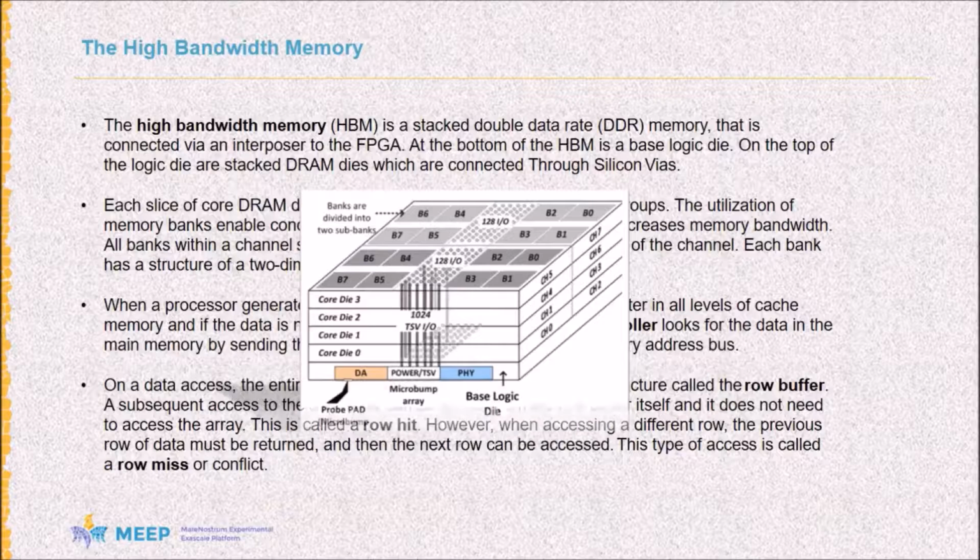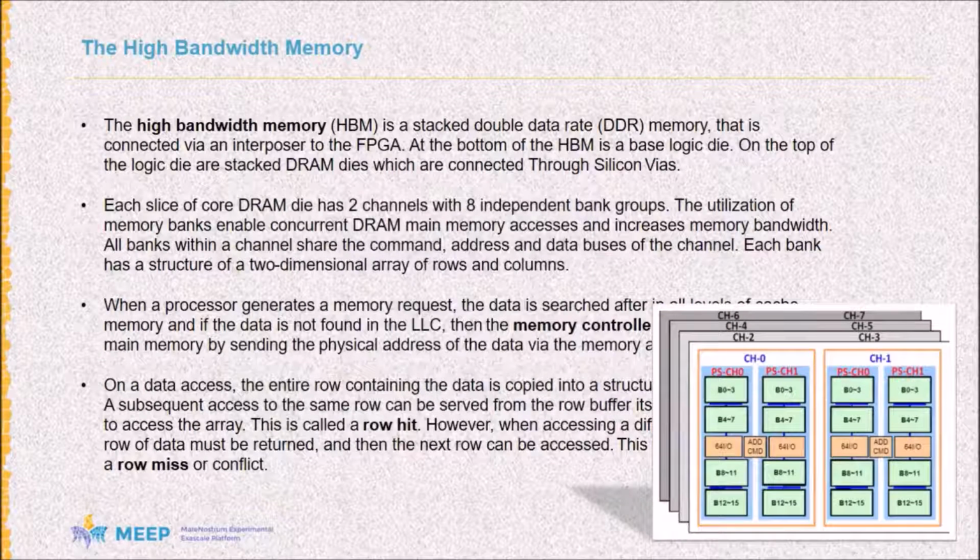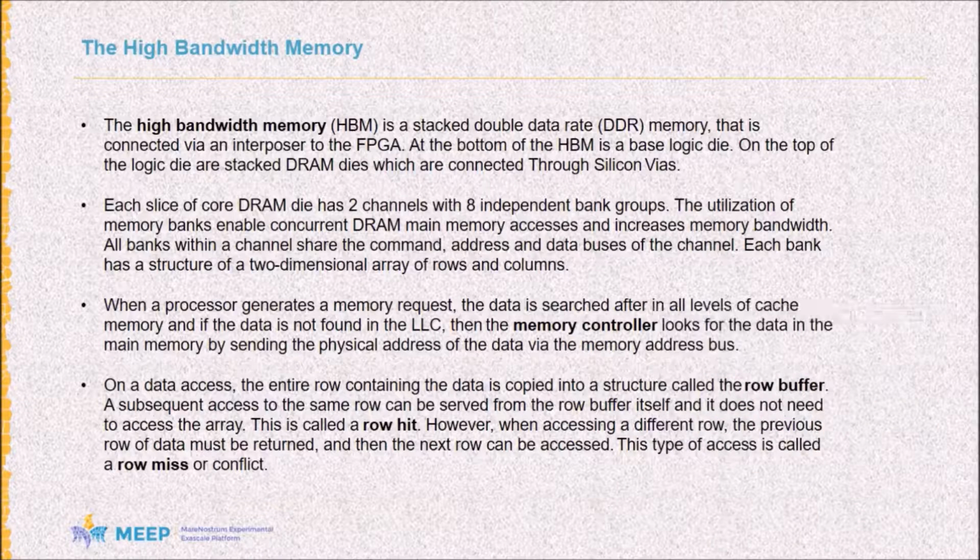Each slice of core DRAM die has 2 channels with 8 independent bank groups. The utilization of memory banks enables concurrent DRAM main memory accesses and increases memory bandwidth. All banks within a channel share the command, address, and data buses of the channel. Each bank has a structure of a 2-dimensional array of rows and columns.